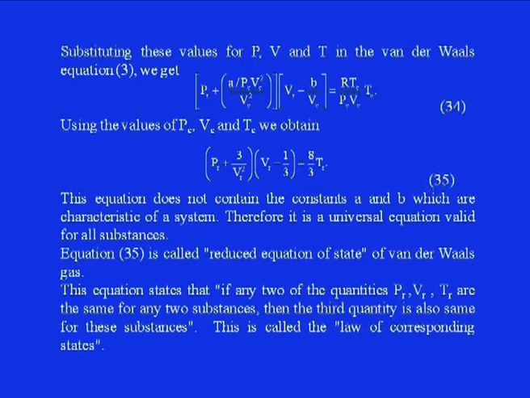Not only that, the law of corresponding states can be used to determine unknown isotherms of gases if their critical constants are known. The law of corresponding states is not restricted to the Van der Waals equation only. Any equation of state may predict the existence of corresponding states, provided the equation contains three constants such as A, B and R. So, the reduced equation of state may be expressed in terms of other variables instead of critical constants. So, let me look at some other thing.